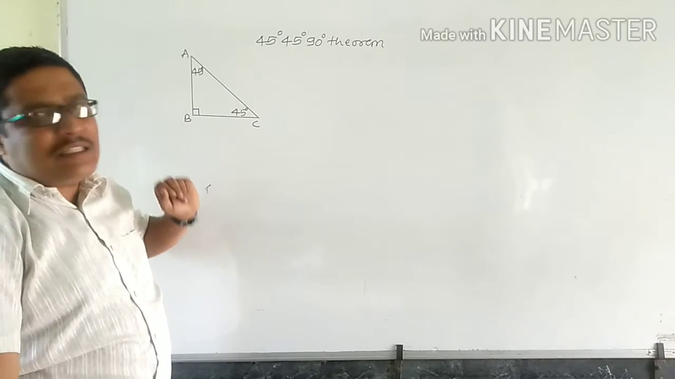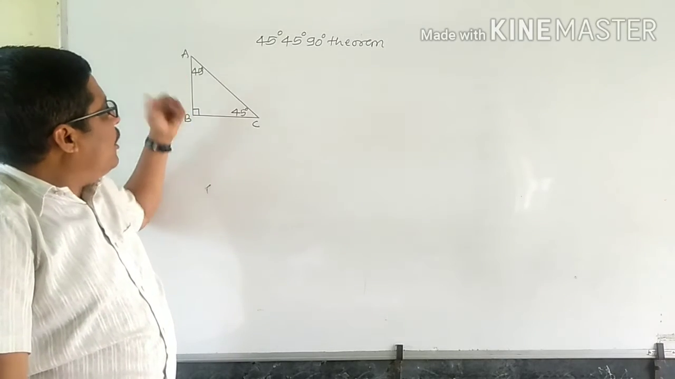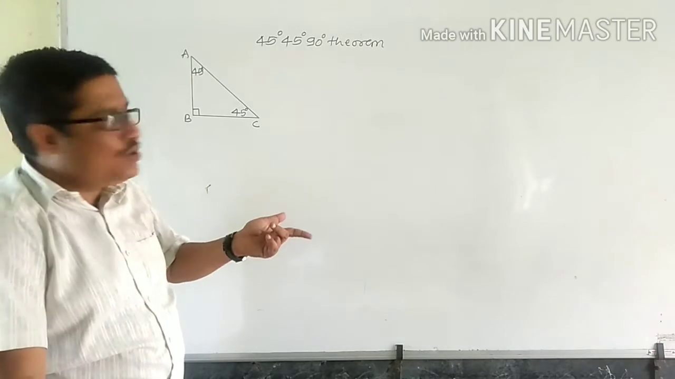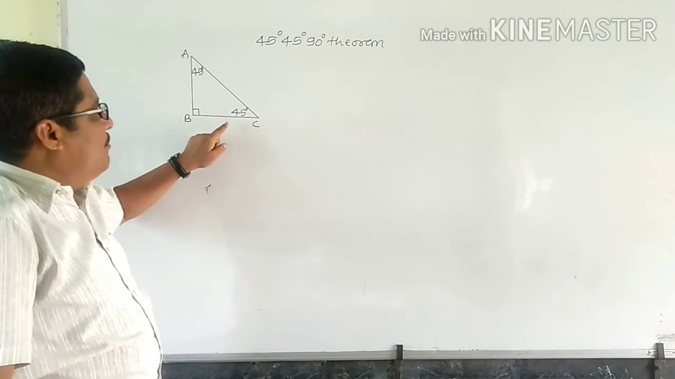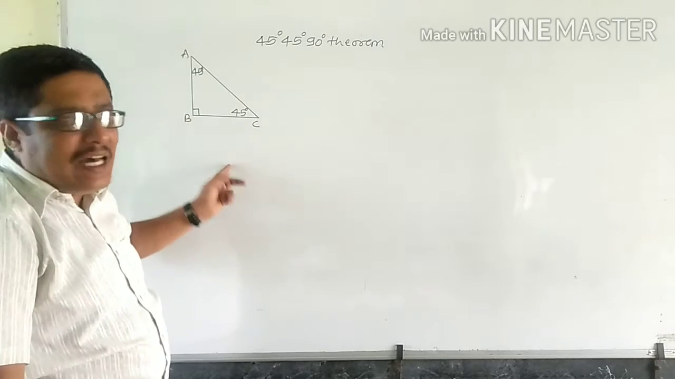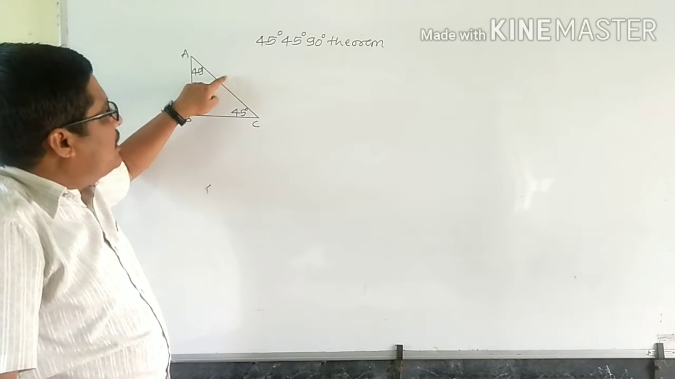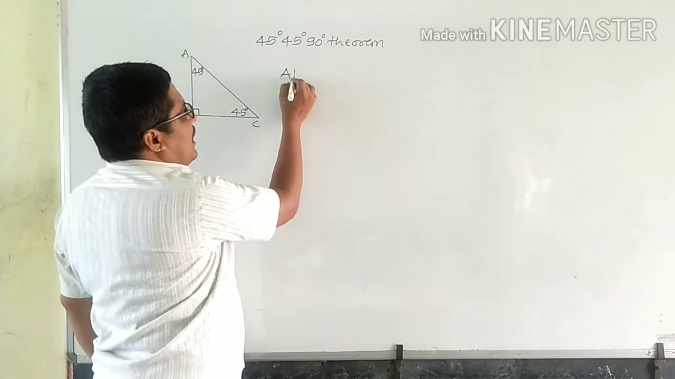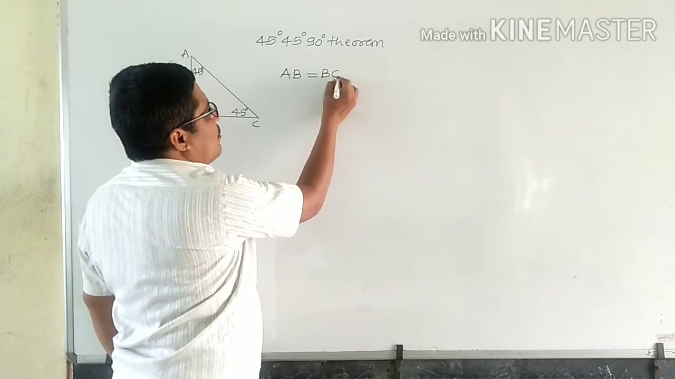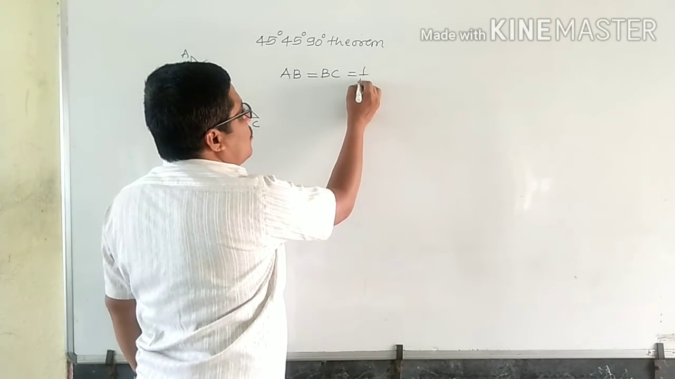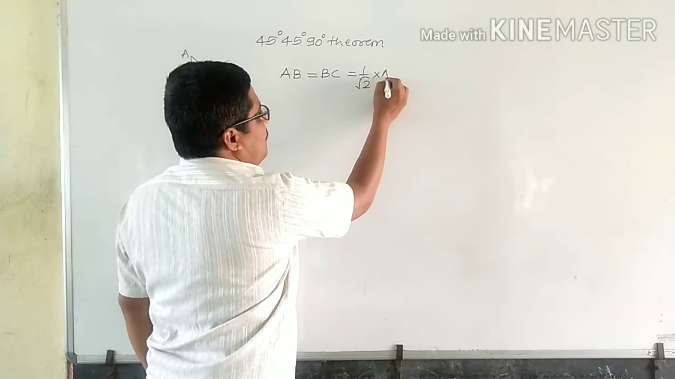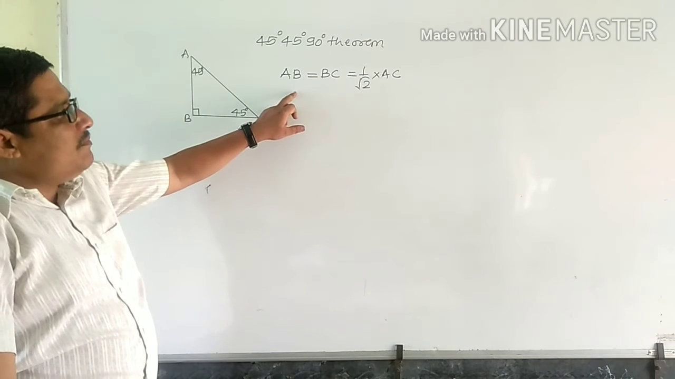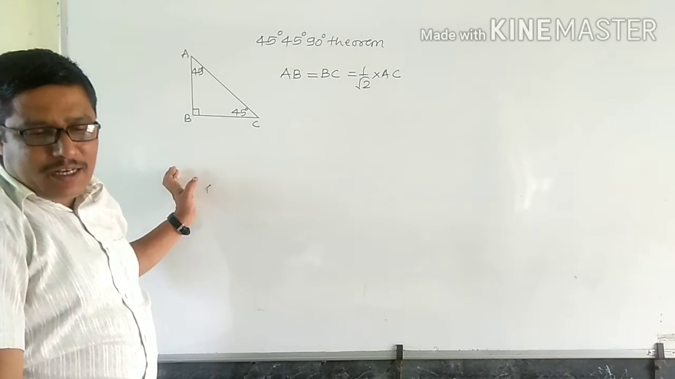So in this, two angles are 45 degree. So the side opposite to 45 degree, that means there are two different sides which are opposite to 45 degree, that is AB and BC. So these two sides are 1 upon root 2 times the hypotenuse, that is AC. So here we can write AB is equal to BC is equal to 1 upon root 2 times AC. So in this way we can use this 45, 45, 90 theorem.